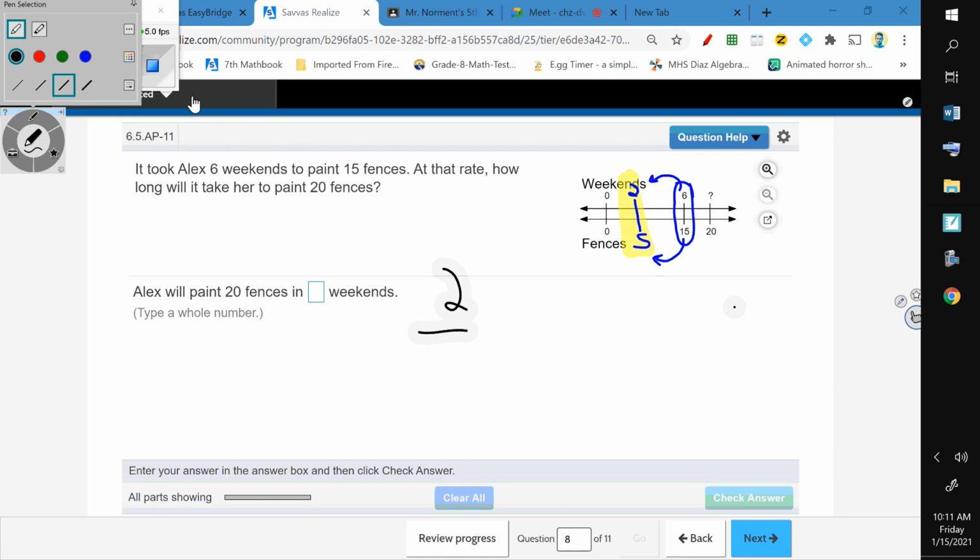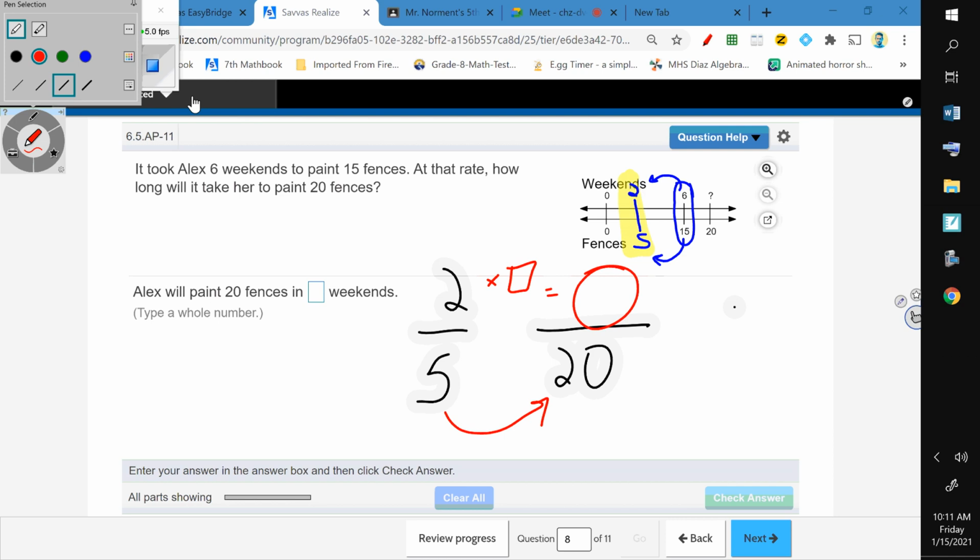Now, I'm going to take this foundational ratio. It's not a unit rate, but it is a ratio. If every 2 weekends you can paint 5 fences, then how many weekends will it take for you to do 20? Now it looks much easier. Because now you're like, oh, I can do this in my head. If these are equivalent, 5 times what is 20? Oh, that's easy. And then whatever that number is, you're going to do the same thing to the top, and it's going to give you your answer. And that's a whole number. It's not a fraction.